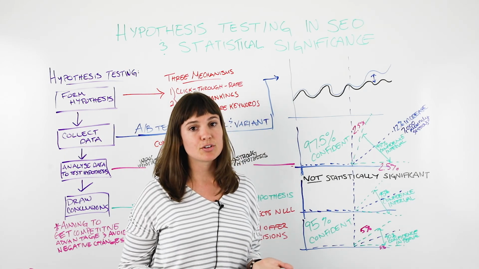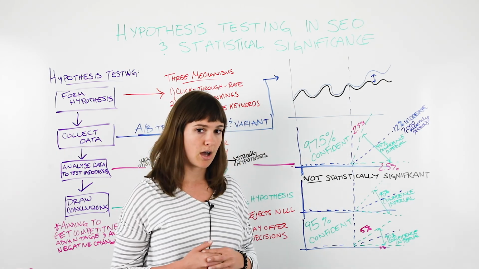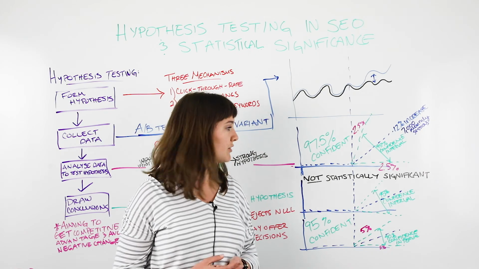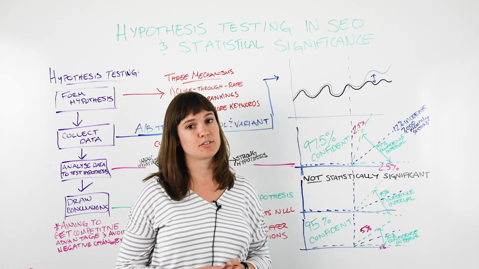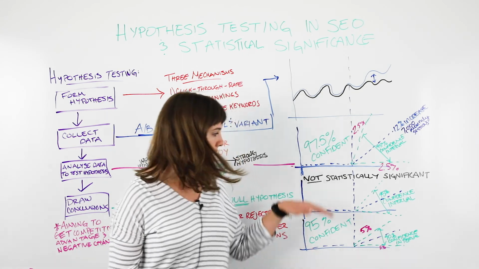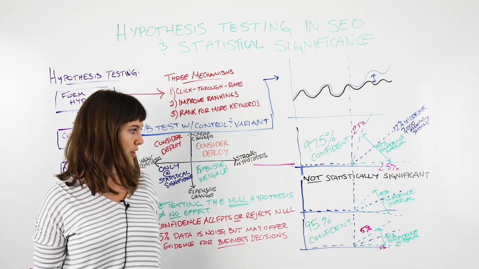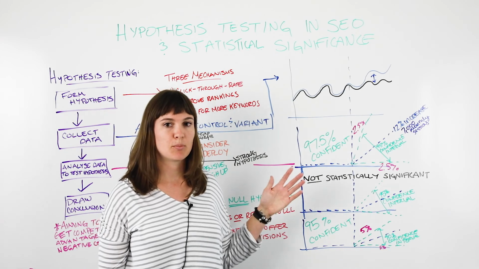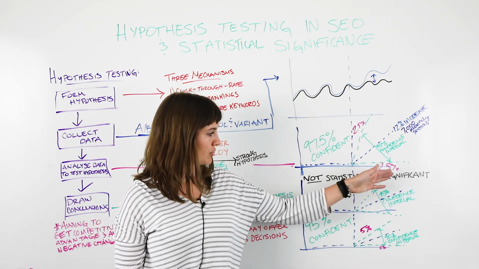Now, at Distilled, we've found that there's a lot of circumstances where we have tests that are not statistically significant, but there's pretty strong evidence that they had an uplift. If we move down here, I have an example of that. So this is an example of something that wasn't statistically significant, but we saw a strong uplift.